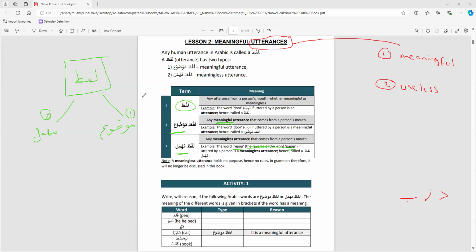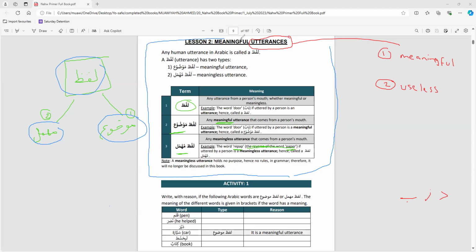So as a recap, before we move on. In terms of the Arabic language, any utterance is called lafz. If it's a useful or meaningful utterance, we call it mawdu'. And if it's a meaningless utterance, we call it muhmal. Is that clear? Okay. Now, before we go on to activity 1, in your own time, you can read all the English of the half a side that I've explained. Now when you read it, all of this half a side should make perfect sense.